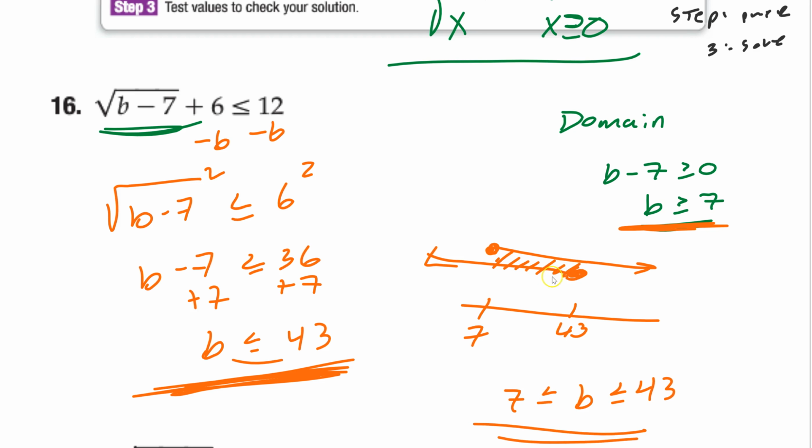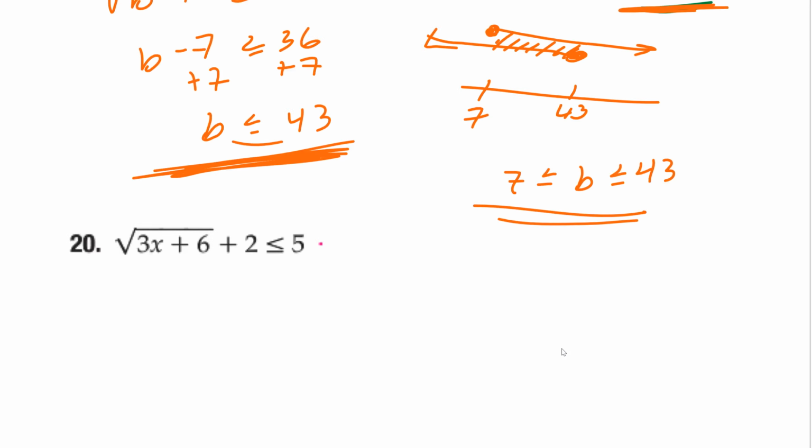Now, I did the graph so you can see it better. You can kind of tell from here. It says greater than 7 but less than 43. So just put that in a complete sentence. You want to be greater than 7 but less than 43. So you're in between 7 and 43. So a couple more. Practice that.